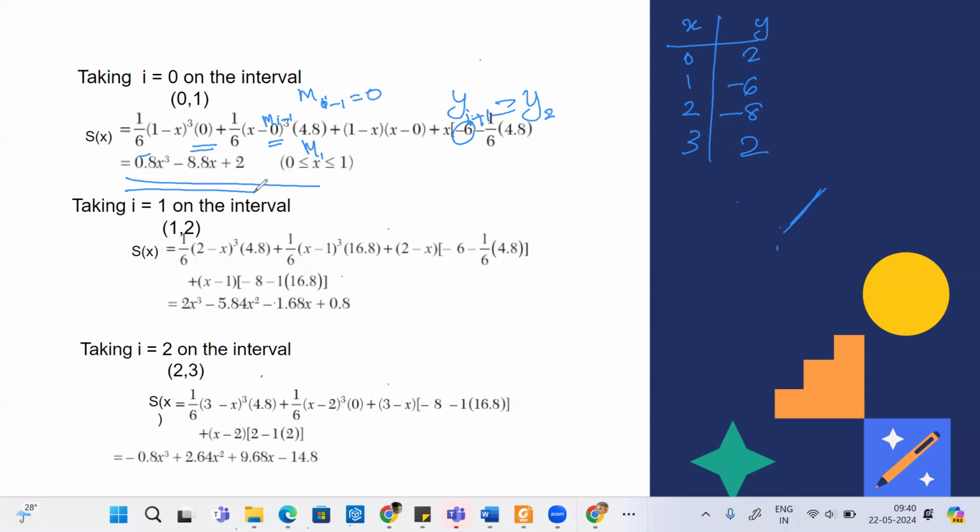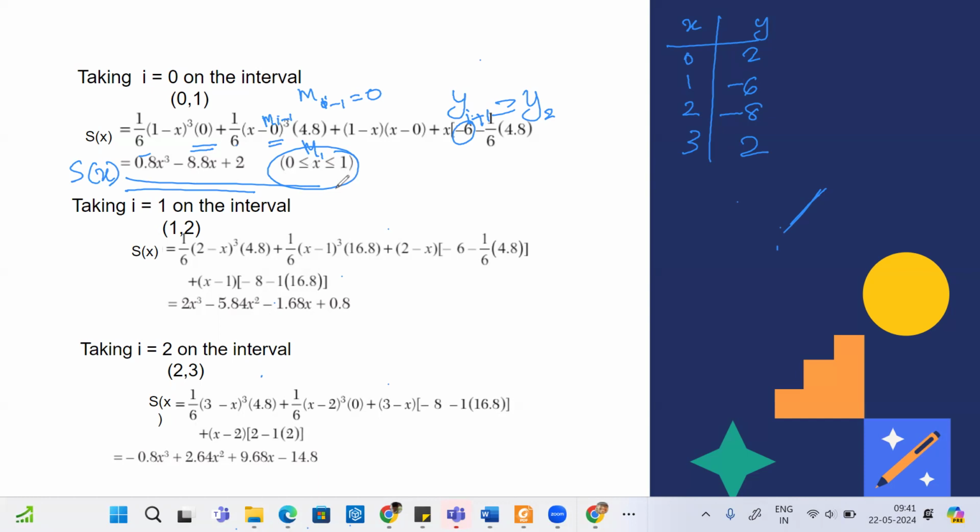Finding the cubic spline polynomial is a little bit tricky, so I just write the polynomial here. 0.8 x cube minus 8.8 x plus 2. This is the first cubic spline polynomial of the interval 0 less than or equal to x less than or equal to 1. So for finding any derivative or values of y in this interval 0 and 1, we use this polynomial.